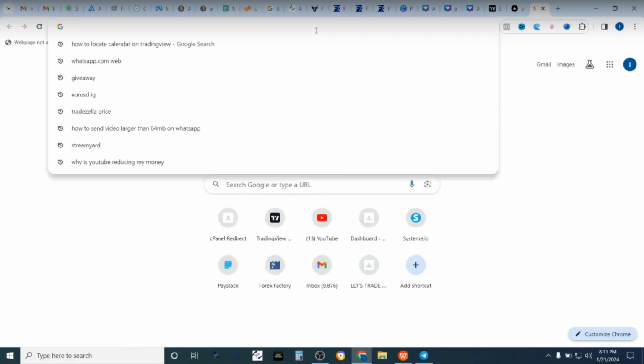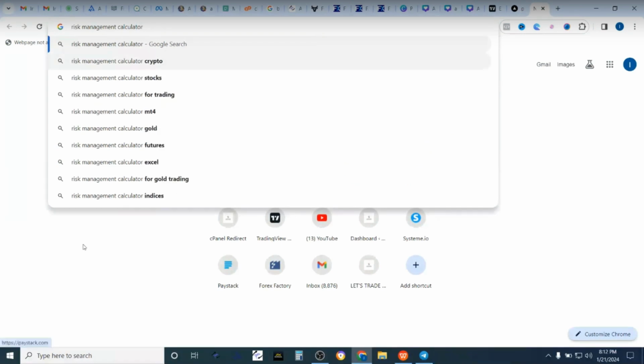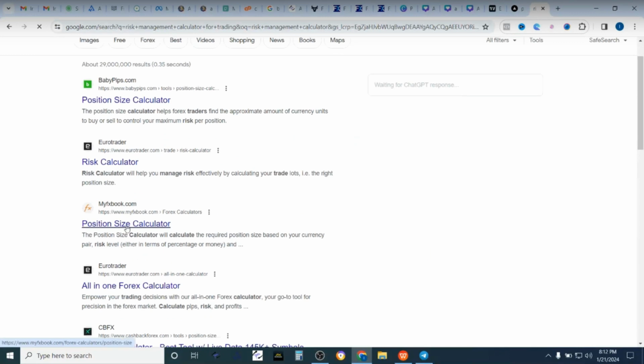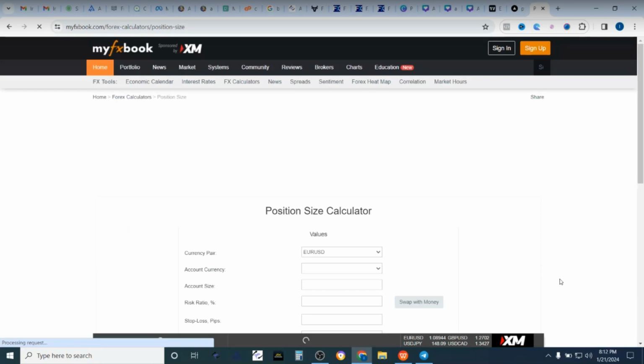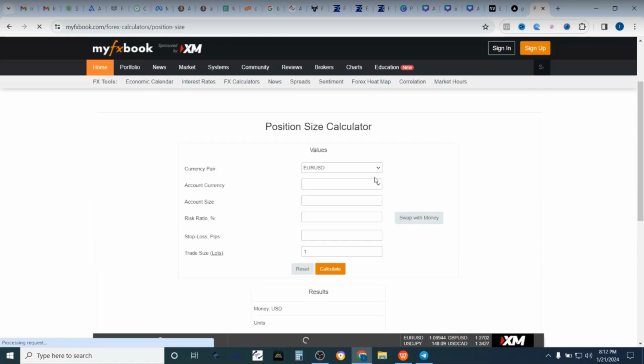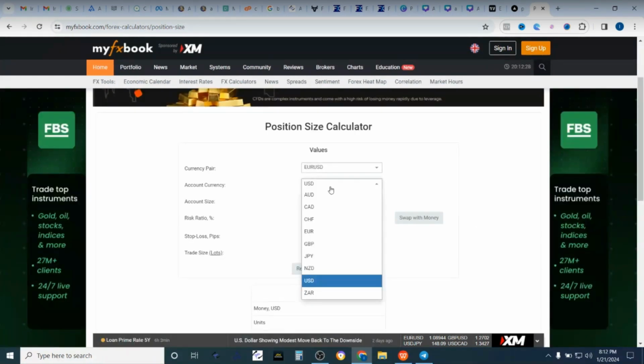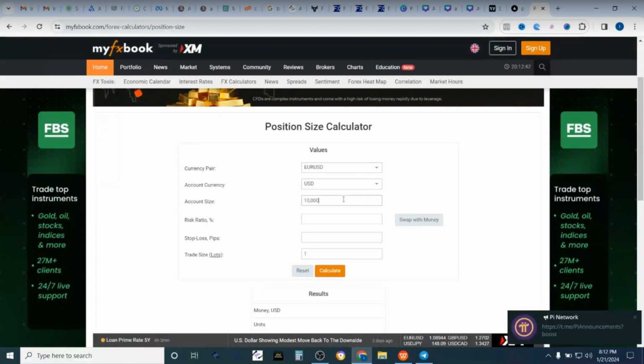So let's just Google risk management calculator. Then you can see we have different options to choose from. So I'll just go with this. Let's say the pair you are trading is EUR/USD. Then you want to choose your account balance, the currency of your account. Then the account size is your capital. So let's say you have a $10,000 account. Let's say on this 10K account, I want to risk 1%, which is what I do most of the time. Let's do 15 pips.